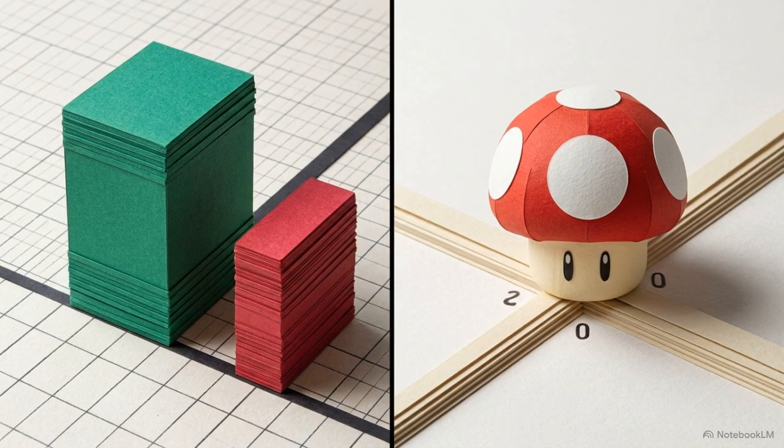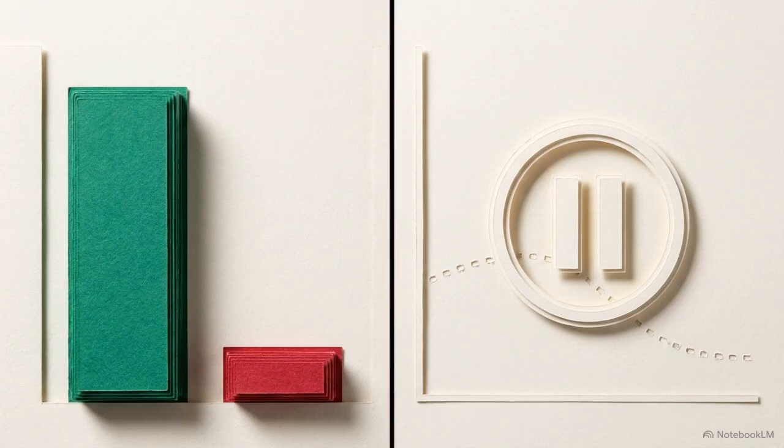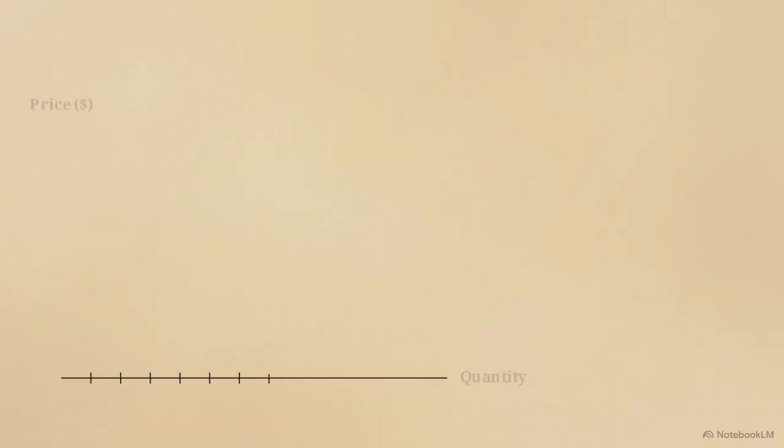Imagine a common item with many substitutes, like a standard mushroom. Draw a flat, shallow demand curve. If you raise the price, predict what happens to the revenue box. Pause the video and trace it out. Let's walk through the solution.